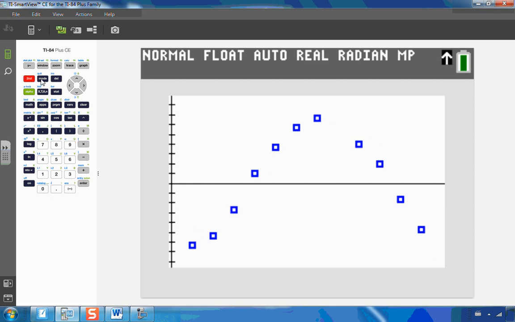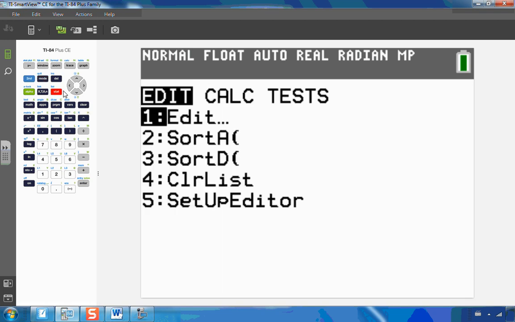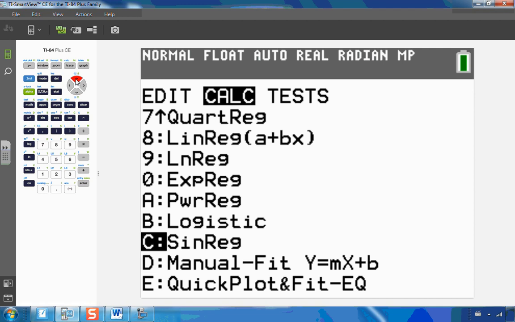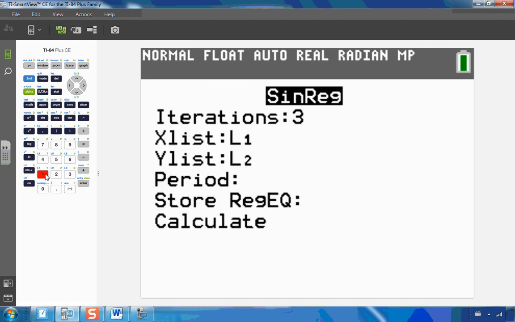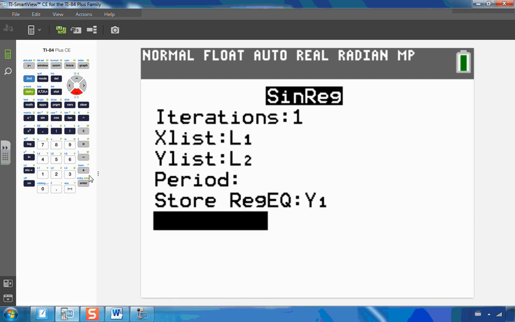So let's quit second mode, and now we're going to do the sine regression. So stat, over to calculate, and I can go all the way down to sine, or here's a little shortcut. I just press the up arrow and it takes me down to the bottom of the list. Okay, so remember we just want that as 1. List 1 is X, list 2 is Y, forget the period, and store the regression in Y1. So alpha trace Y1 and enter.